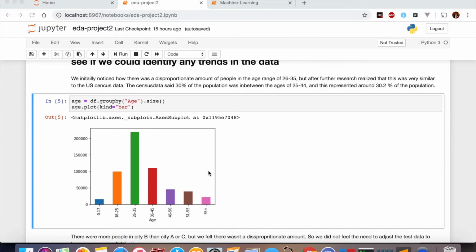However, after doing some more research on the US Census, we realized that this kind of modeled how the population of the US was, as 30% of the entire population in the United States falls between the age range of 26 to 44, and this was kind of how our data also looked. So we decided to leave this and not normalize any of the values.